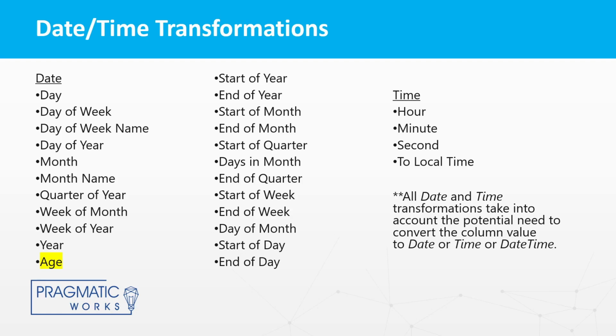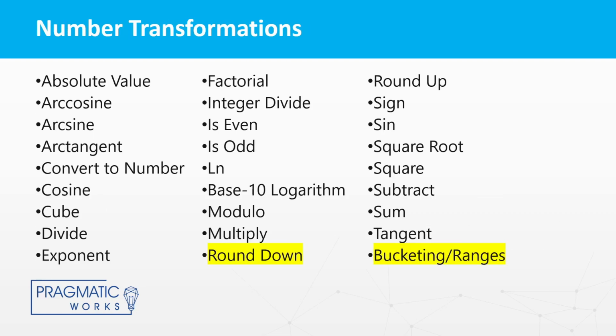And just something to note, you will need to make sure after you use the add column from example that you change it to the specific data type. So if it's regarding date, you want to make sure it's a date or date time. That specific data type needs to be selected. Number transformations, there are a lot of number options that we have available. We're going to be focusing in on the round down and creating buckets or ranges inside of our table.